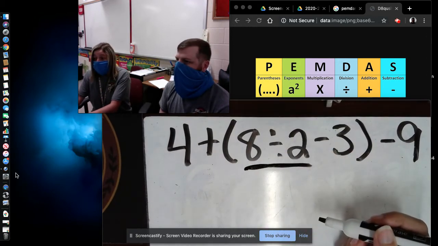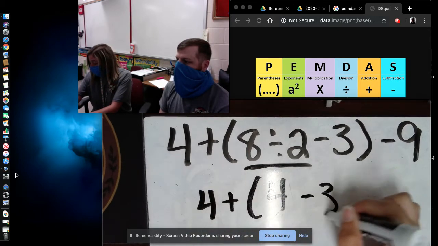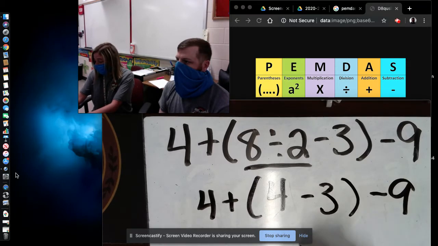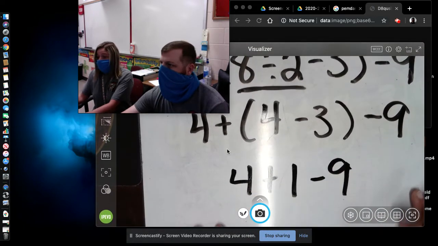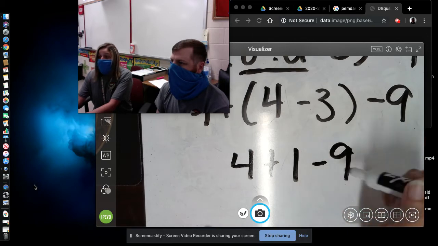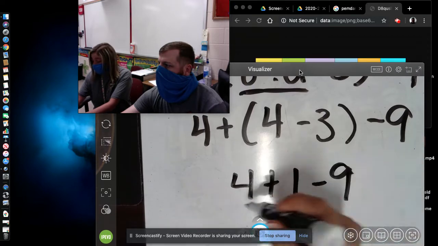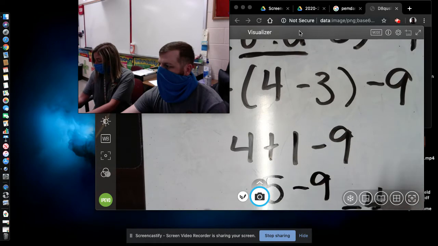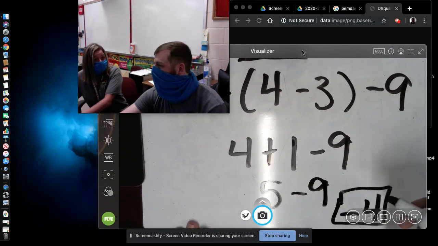8 divided by 2 is 4, and then I bring everything else down. From there, I still have my parentheses, so 4 minus 3 is 1, and I bring everything else down. Still moving from left to right. 4 plus 1 minus 9, is it addition or subtraction that comes first? Well, it's addition, so 4 plus 1 is 5, minus 9, and that is negative 4. Mr. Carmen, I got a negative. You did. Is that okay?